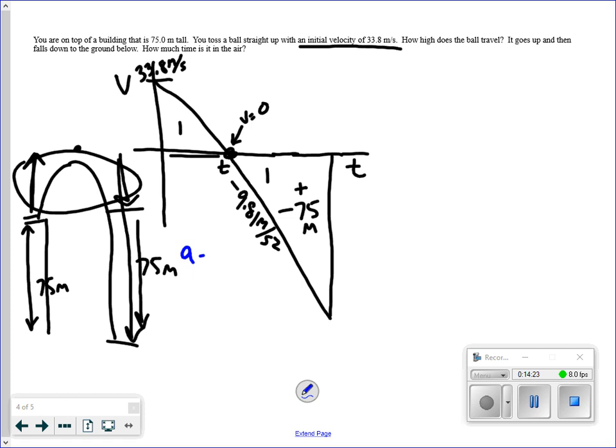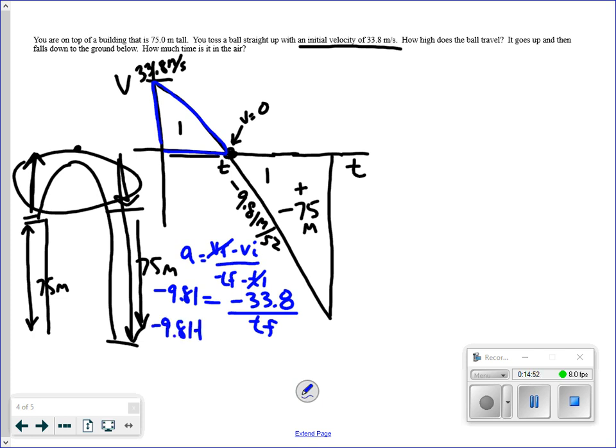I'm going to start in this little space over here. Let's start with acceleration equals Vf minus Vi over Tf minus Ti. But I'm going to focus on the top. That's where I'm going to go first. So negative 9.81 equals, now my Vf is 0, my Vi is 33.8, so negative 33.8 over Tf. So far this is looking a lot like the other question. And oh look, I can figure out my time. I'm only missing one thing. Let's get Tf out of the bottom.